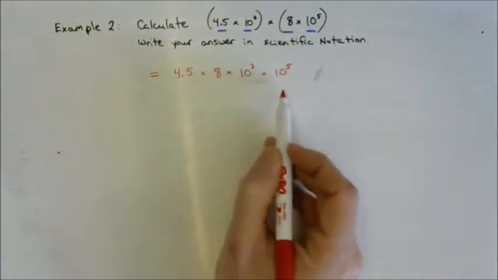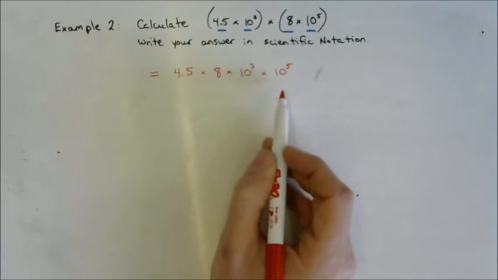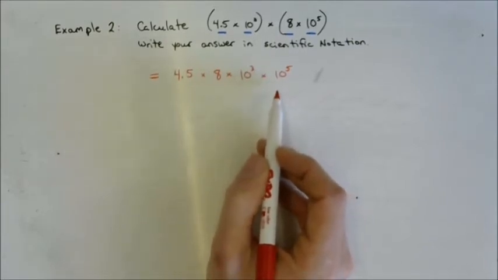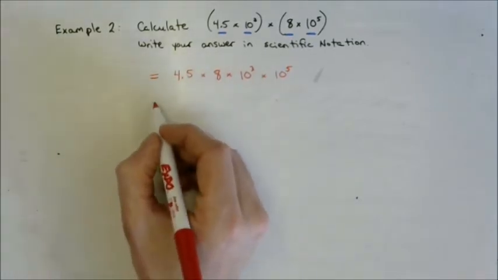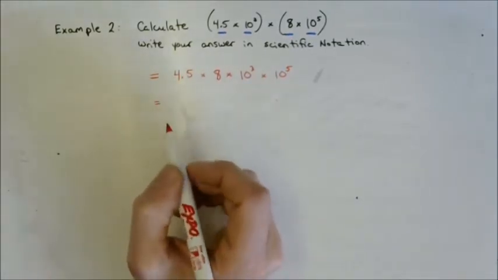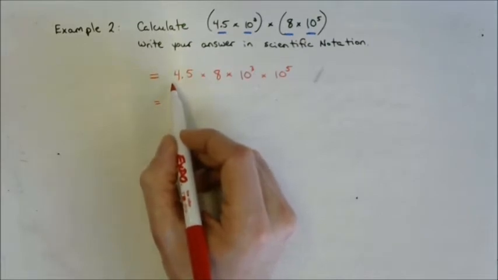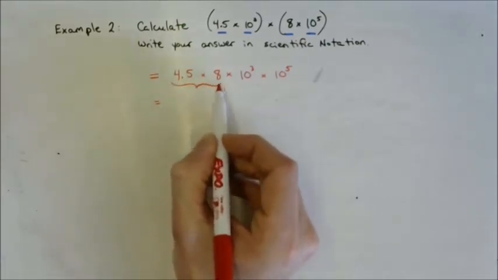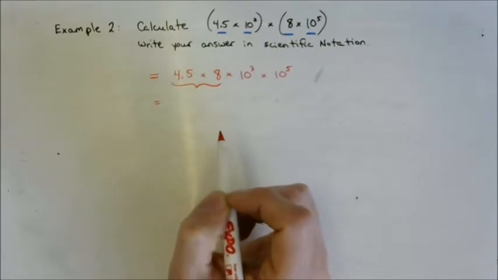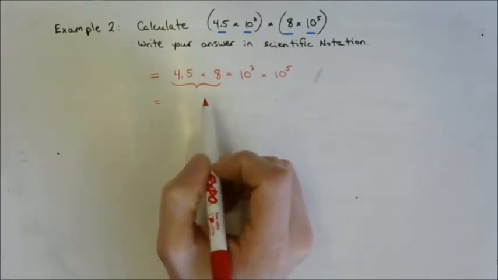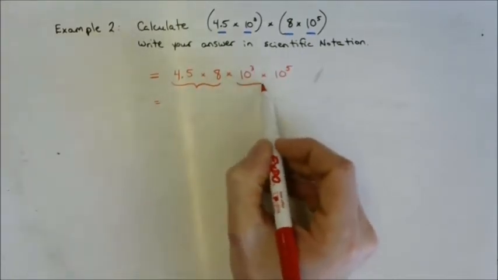So in rearranging it this way, I have not changed the value of the expression at all. Haven't changed it. But what I have done is I've made it easy to see that we can group these guys together and multiply them. You could probably do that in your head. You should be able to. I'll explain how. And then we can think about these together.